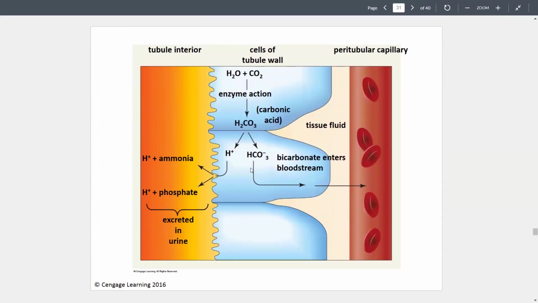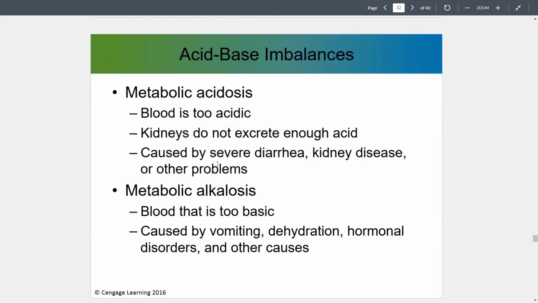So what is this? This is the tubule. This is probably in the nephron. And then it can cause the bicarbonate to move into the bloodstream if it's too acidic. So that'll neutralize it, or vice versa.